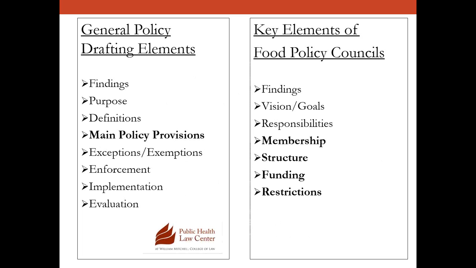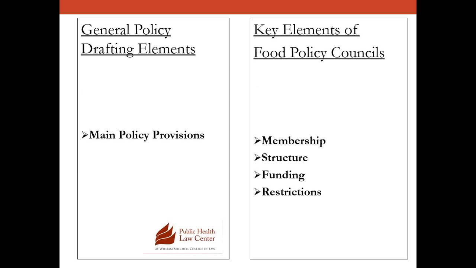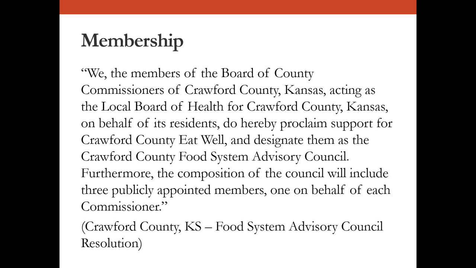Then when you talk about the main provisions, like what is the gut of the Food Policy Council, it's these 4 concepts: membership, structure, funding, and restrictions. Honestly, the biggest thing that I'm seeing, the most important piece, is membership. I think you could put membership in the bucket of definition, but because it's such a critical part of the Food Policy Council, I actually would say it is the most critical part of a resolution, naming who's going to be on the council. That's why I put it in the main provisions section.